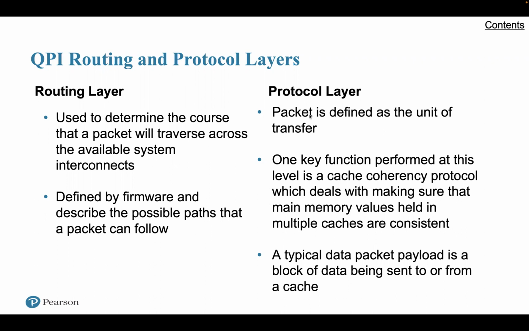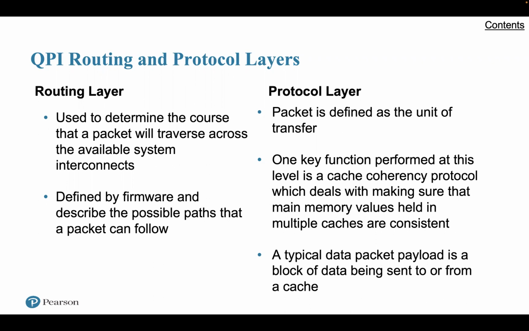In the protocol layer, a packet is defined as the unit of transfer. One key function performed at this level is a cache coherency protocol, which deals with making sure that main memory values held in multiple caches are consistent. A typical data packet is a block of data being sent to or from a cache.